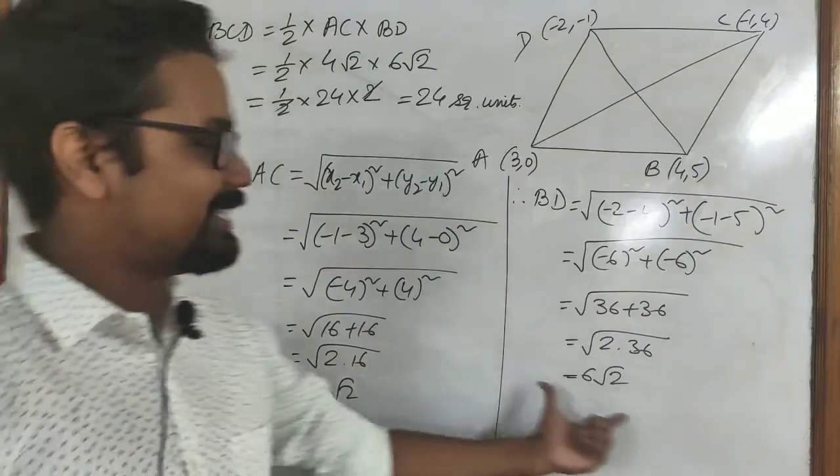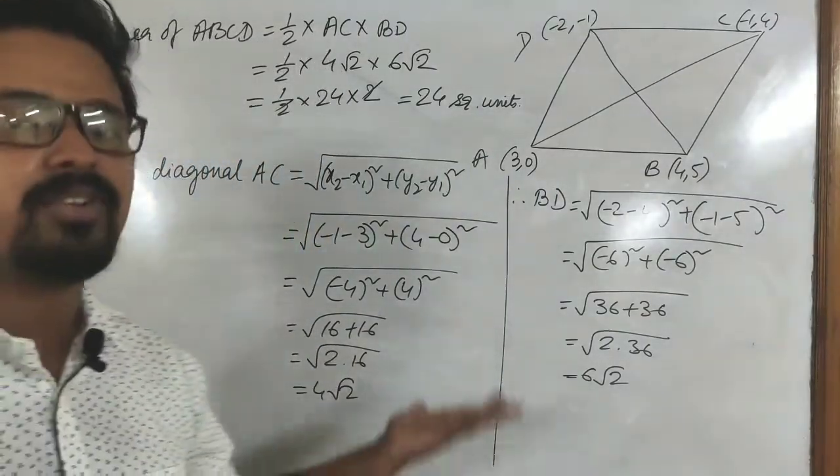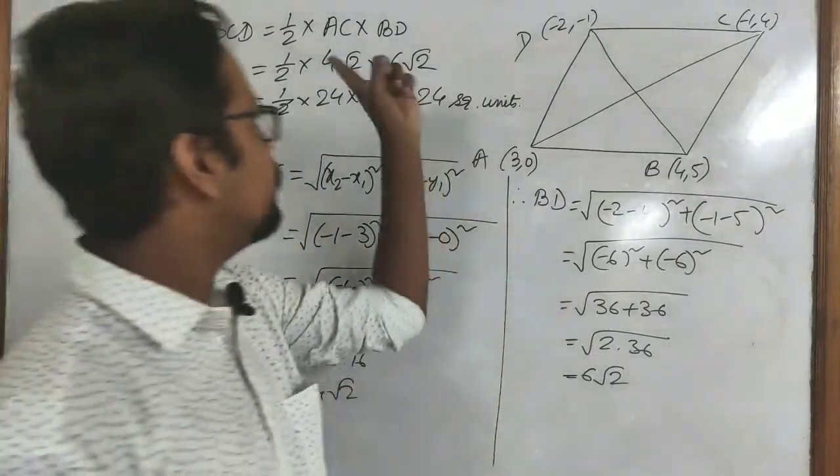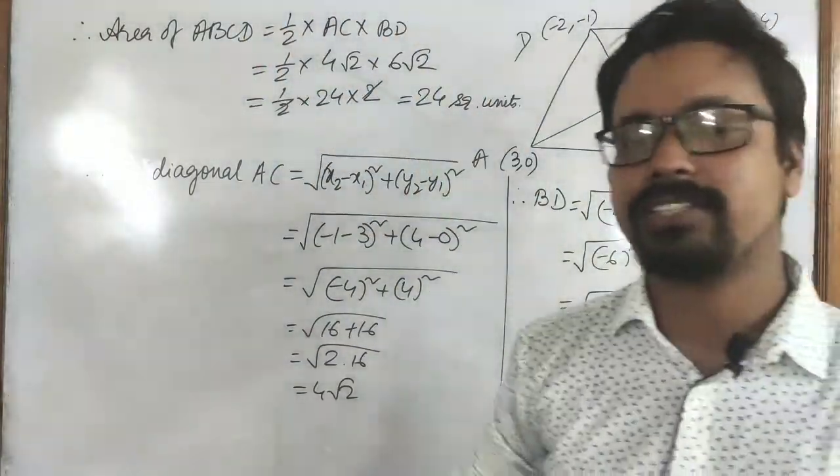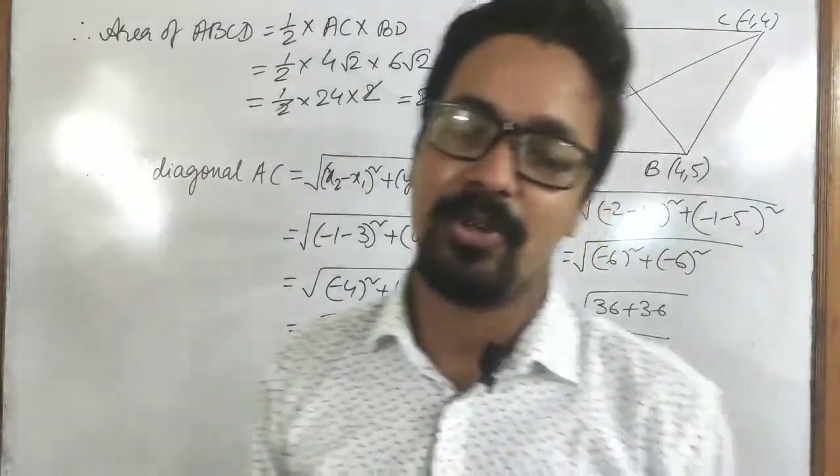You find the diagonals using the distance formula. Here we will not use the section formula, it's not required. We use the distance formula and the hint that is given, area equal to half into the product of diagonals, and we can find the area of the rhombus. So I hope you understood this one.